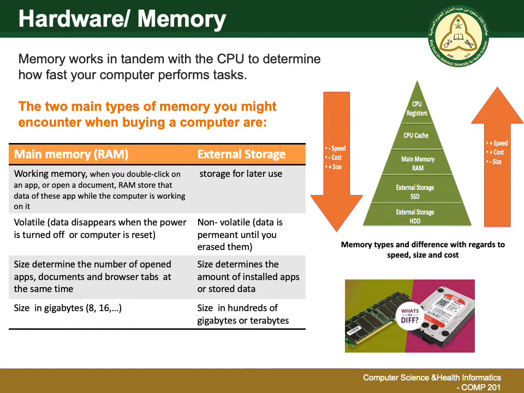The two main types of memory you might encounter when buying a computer are الرام والexternal storage. الرام you will hear it a lot. No one of you will not hear this word when you want to buy a computer. The first thing that you will ask the seller about when you want to buy a computer is how much RAM this computer has. كم عدد الرامات الموجودة في الجهاز. الرام this is working memory.